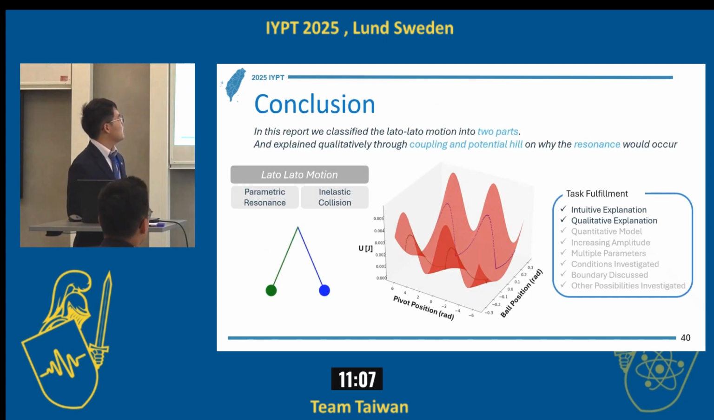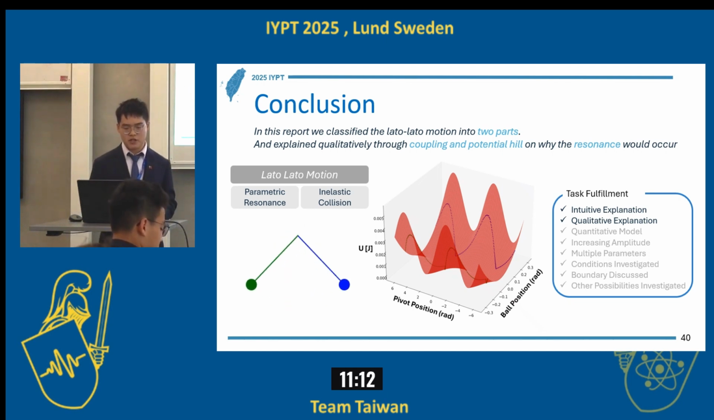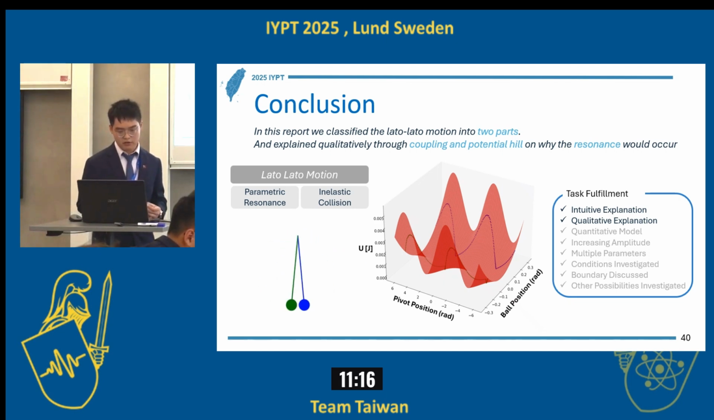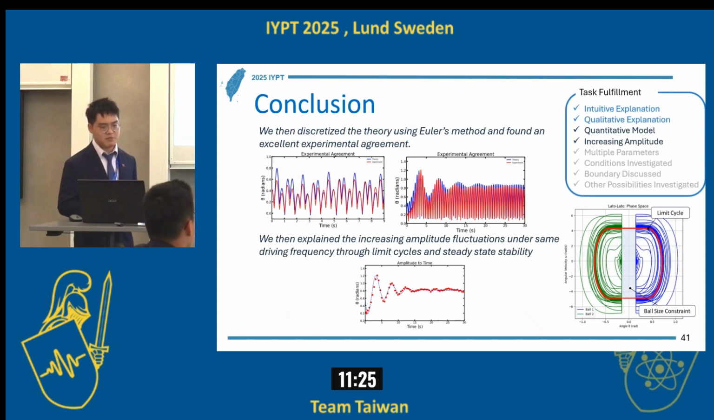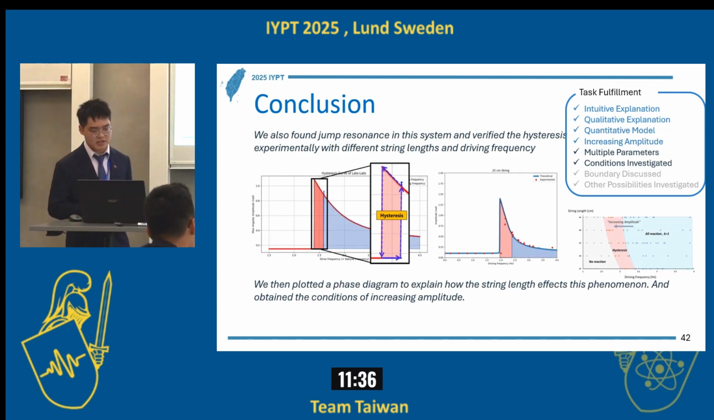So for the conclusion, we have classified the Lato Lato motion into 2 parts, including parametric resonance and inelastic collision. We have also explained qualitatively through coupling and the potential field why the resonance will occur. We discretized the theory using Euler's method and found excellent experimental agreement. We then explained the amplitude fluctuations and found the frequency of multiple modes. We also found a jump resonance in the system and verified the hysteresis experimentally.